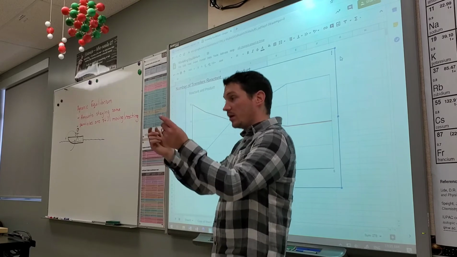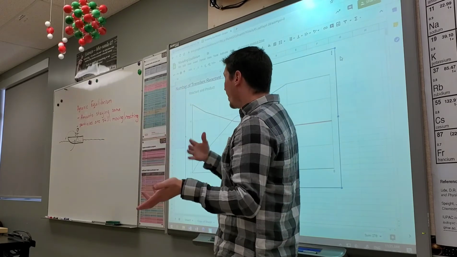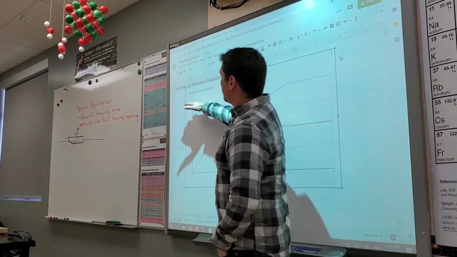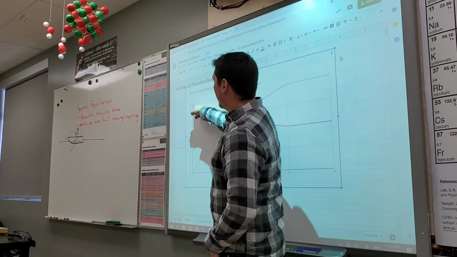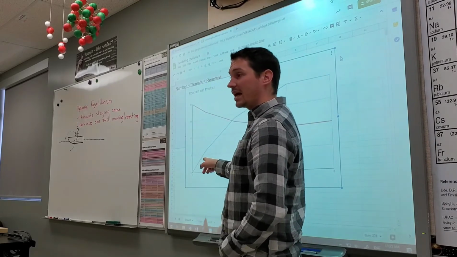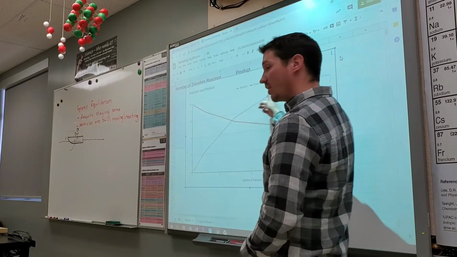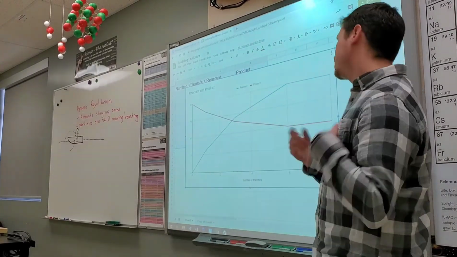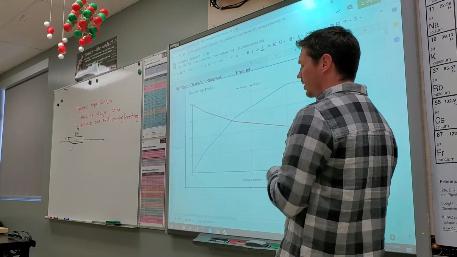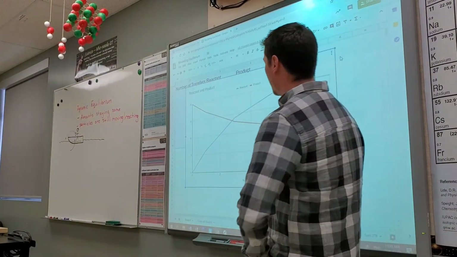For every one product that we lose, how many reactants have we made? 2. So I don't know if you can tell, but the change in the products is half as big as the change in the reactants. Does that make sense? Because you're making 2 reactants for every one product. We'll talk about all the specifics of an equilibrium curve a little bit later, but I want you to be aware of what's going on.